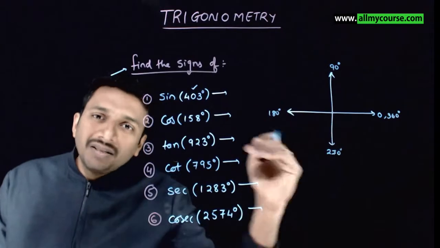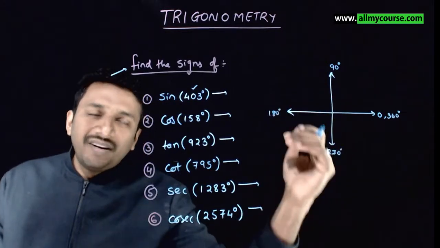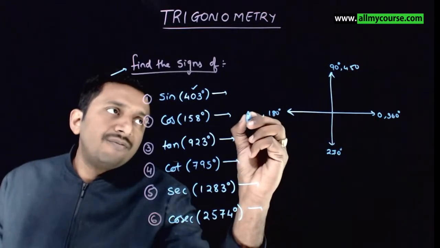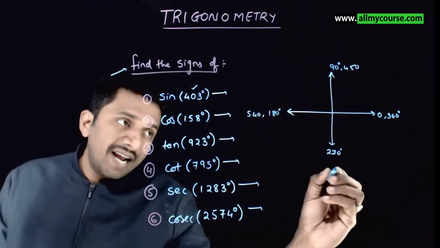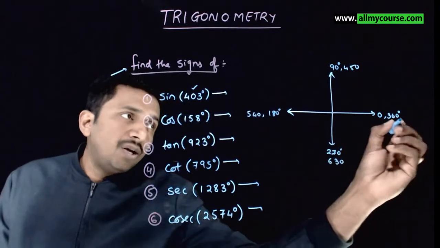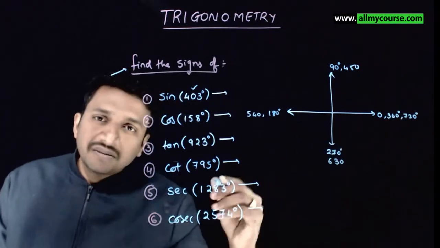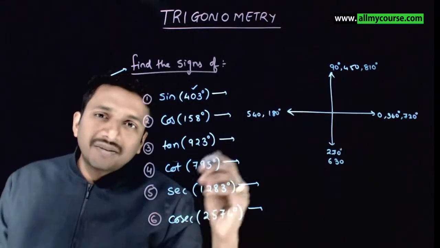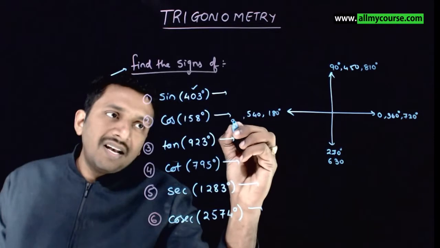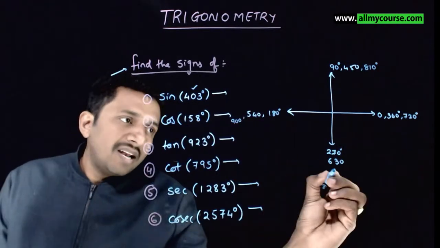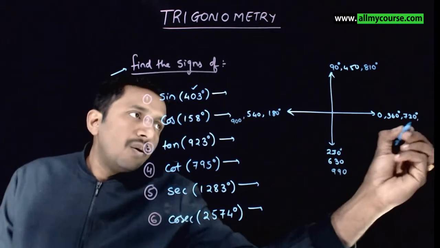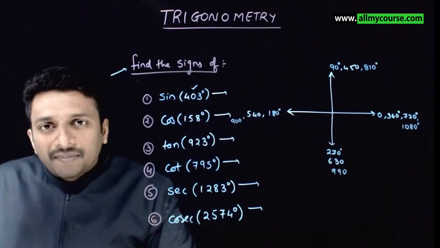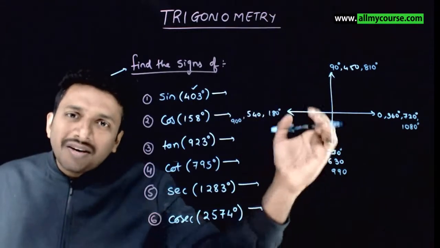And then if you go on rotating still more, you go on getting different angles. 360, 450, 540, again 90 degrees, 630, and two rotations gives you 720 degrees. And if you go on rotating further, 810 degrees, 900 degrees, 990 degrees, 1080 degrees, and so on. The rotation happens and the angle goes on increasing.